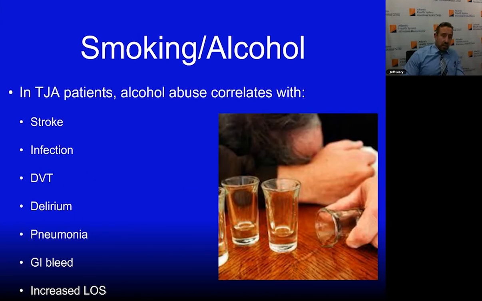Alcohol abuse correlates, again, this is in the orthopedic literature, with higher rates of stroke, infection, DVT, post-op delirium, pneumonia and aspiration, withdrawal, GI bleed, and increased length of stay after hip and knee replacement.